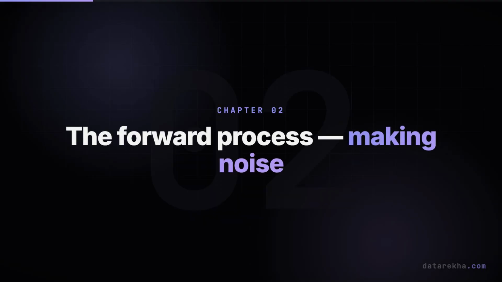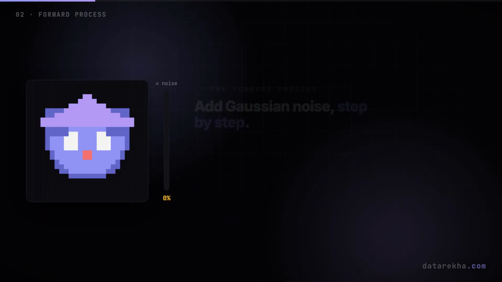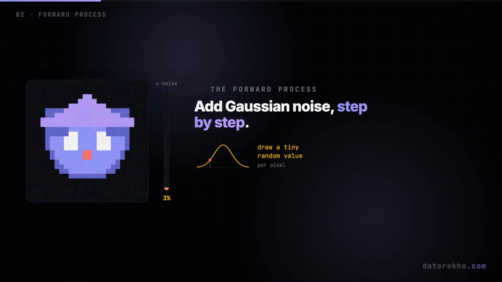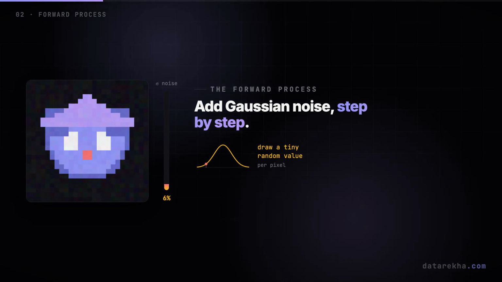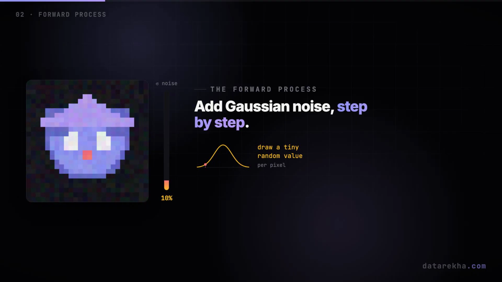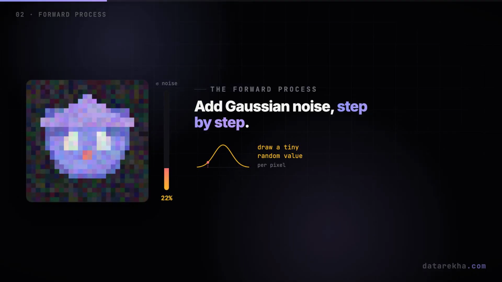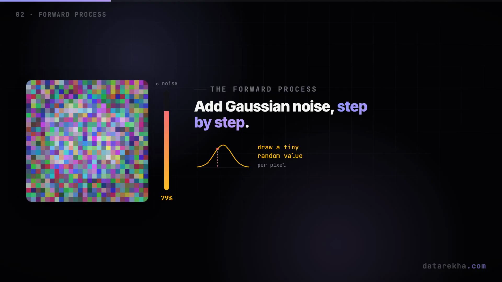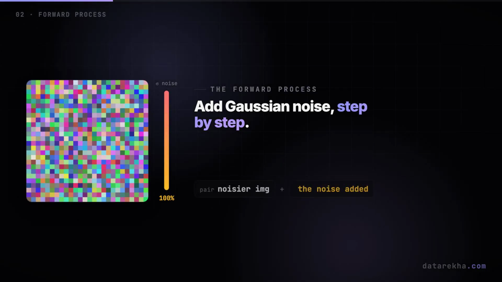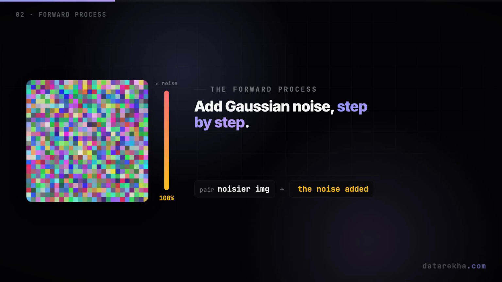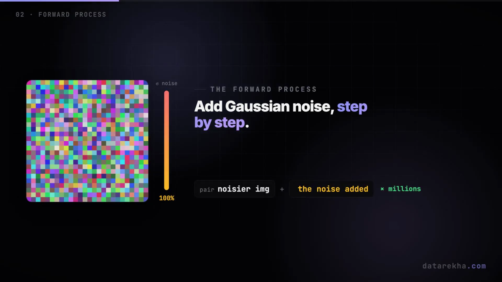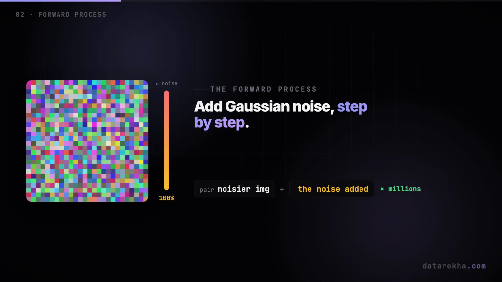The forward process, making noise. To learn the reverse, we first study the forward direction, and the forward direction is easy. Take a real photograph and add a sprinkle of Gaussian noise, small random values drawn from the familiar bell curve. Add a little more. Keep going for many steps, and the picture dissolves into pure static, exactly like the field on the left is doing now. At each of those steps, we now have a pair: a noisier image, and the noise we just added. That corruption, run on millions of images, is how the training data is made.